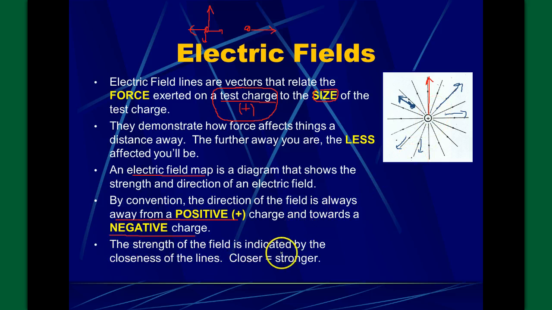The strength of the field is indicated by the closeness of the lines. So as you can see, the closer you go to the charge itself, the lines get closer together, and then as we move out, the lines get farther and farther apart. That indicates the relative strength of the field. As we said, the further away you are, the less affected you'll be. The farther away you go from this charge, the weaker the electrostatic force is going to be.